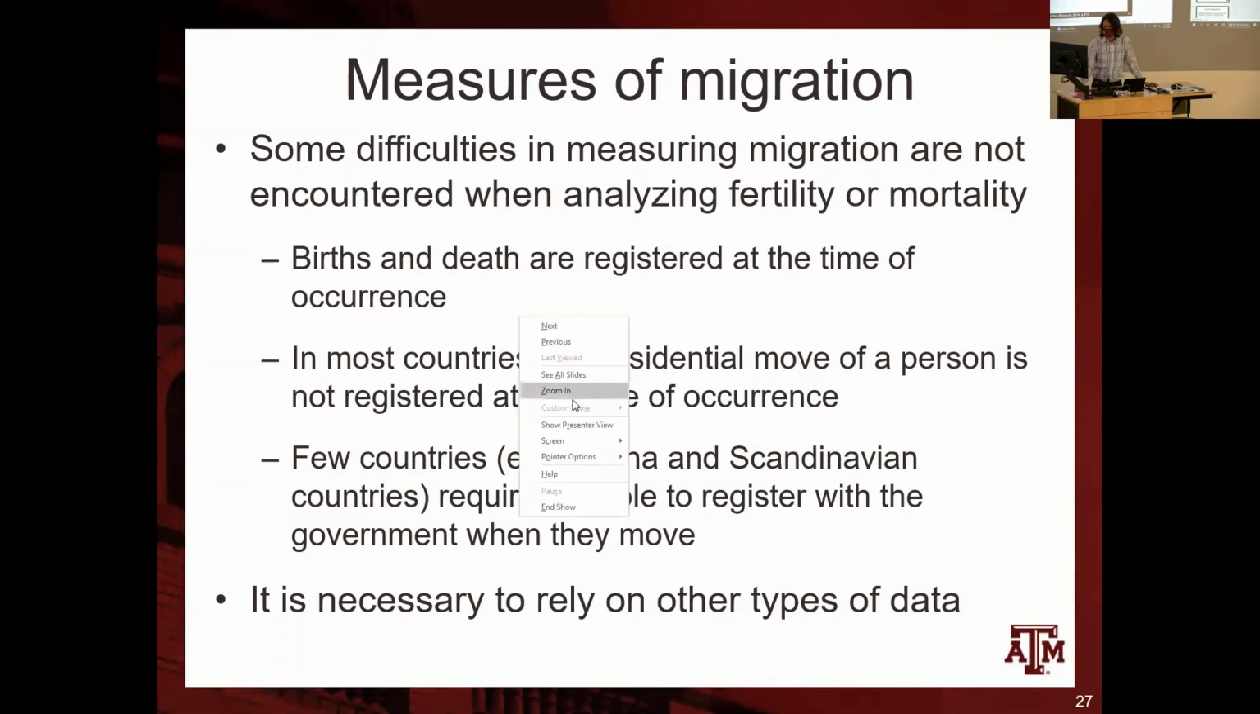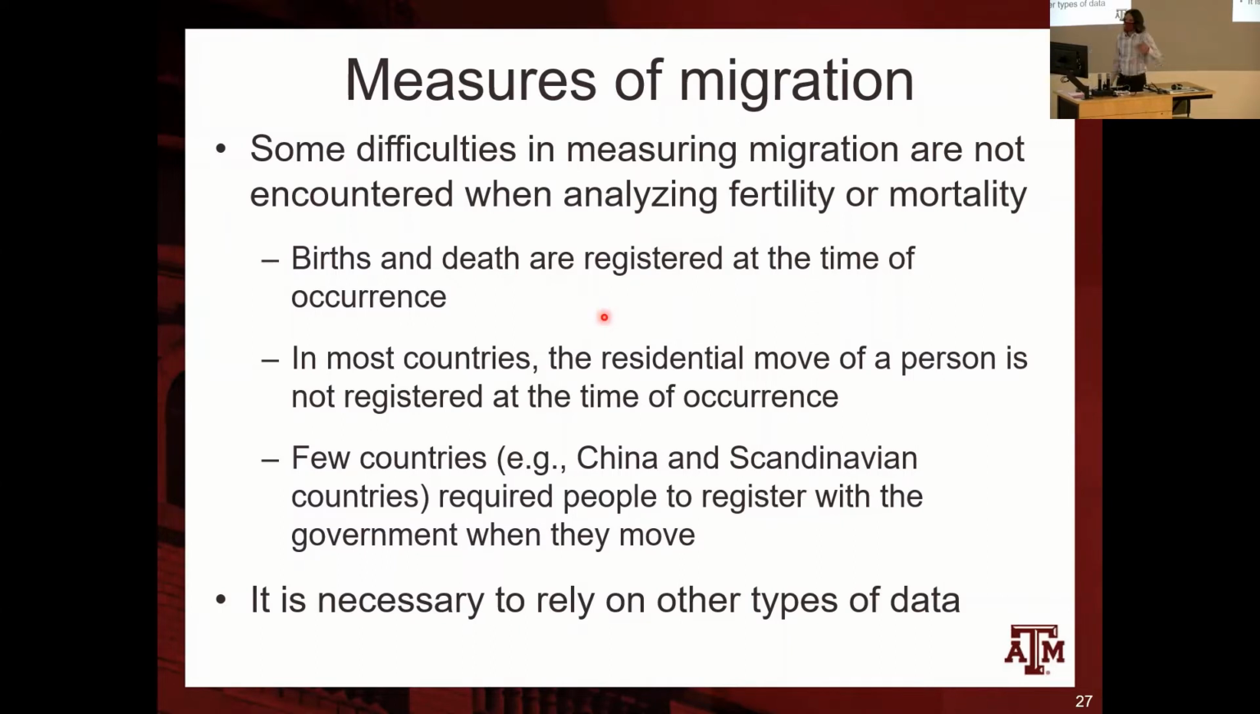So there are some difficulties measuring migration that we do not encounter when we do analysis of fertility and mortality. Births and deaths are usually registered at the time when they happen, even if someone registered the baby a couple of days after the baby was born, or the relatives register the death of a relative a couple of days after the death. Usually the dates tend to be more accurate about when the birth or the death happened.